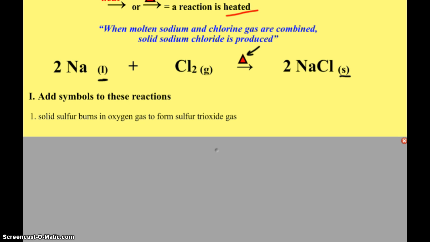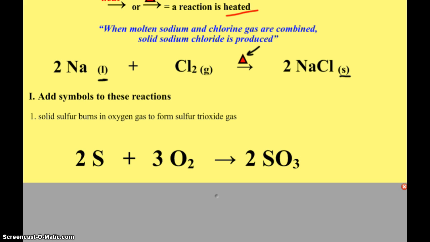All right, so let's look at an example here where I give you all of the information. It says add symbols to these reactions. So I see solid sulfur burns in oxygen gas to form sulfur trioxide gas. All I simply have to do, solid sulfur, I put a little s in parentheses. You try to make it smaller and written down by the subscript if there is one. So we don't want to make it huge, we just try and keep it small and down to the right of the formula.